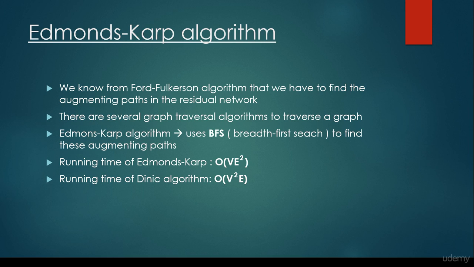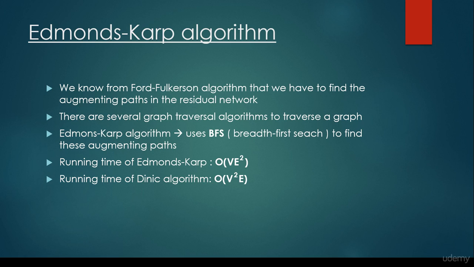Okay, and what about the Edmonds-Karp algorithm? We know from the Ford-Fulkerson algorithm that we have to find the augmenting path in the residual network. But there are several graph traversal algorithms out there, such as depth first search, A-star search, nearest neighbor search, breadth first search. Okay, what to use? The Edmonds-Karp algorithm uses BFS, or breadth first search, to find these augmenting paths, and it turns out to be the best graph traversal algorithm to be used.